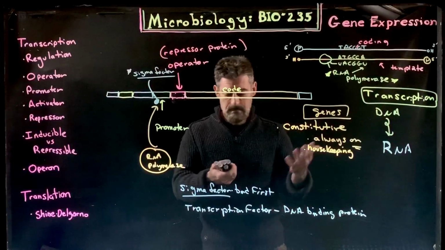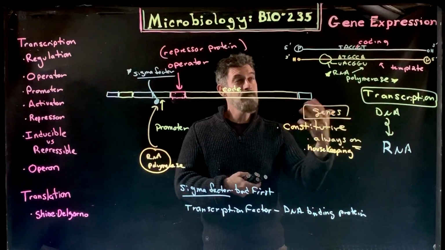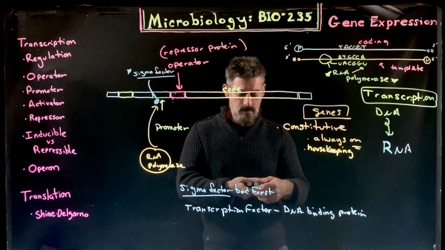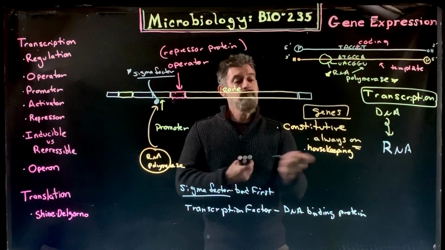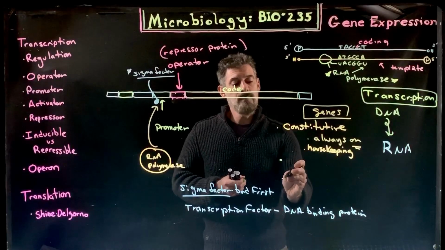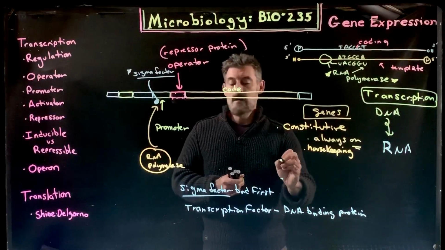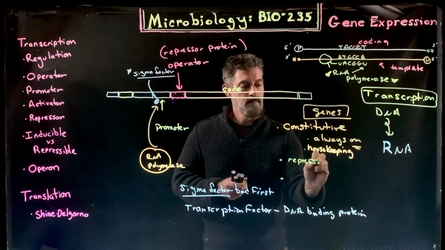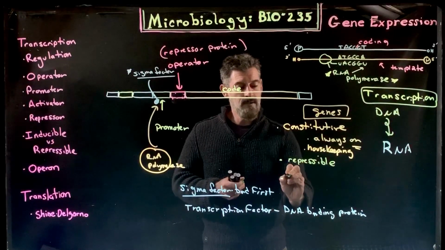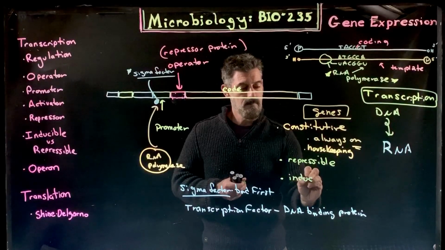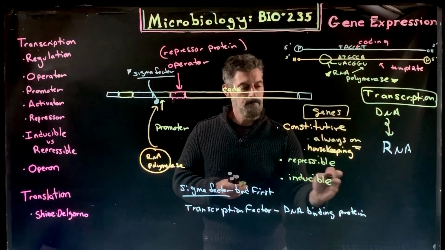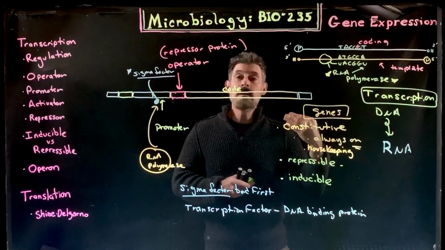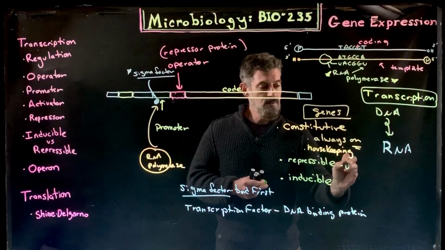We're just saying they can be regulated often, sometimes sped up or slowed down, but they're typically going to be always on. We have two other classes then that are involved in regulation. We have repressible genes, and we have inducible genes. So repressible genes are now not always on, but usually on.